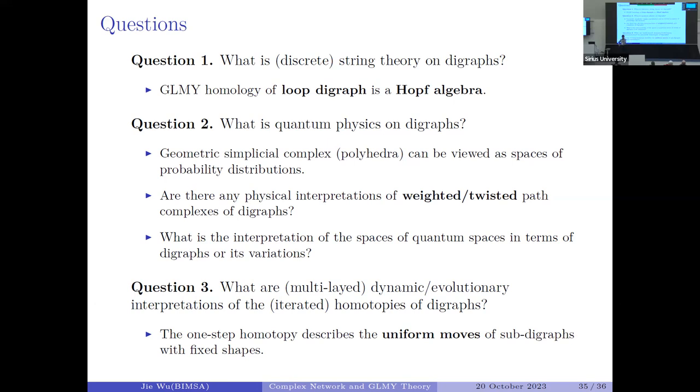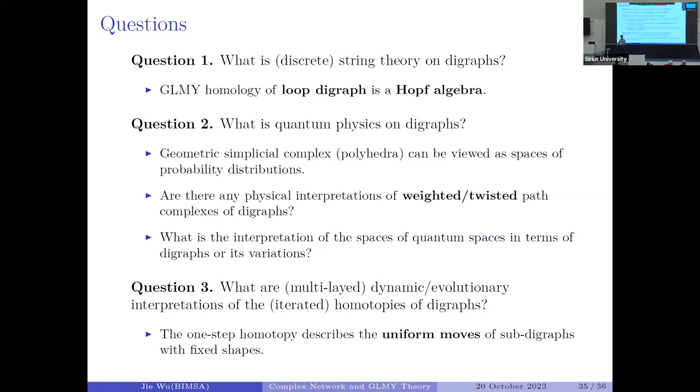It's not like in the usual continuous world. Let's look at the discrete world, right? Given a complex system, what's the physics here? And what is string theory on digraphs? Let's do it this way. And how is it connected to topology? Well, for a digraph, you can look at the loops on the digraph, the so-called loop digraph. And with GLMY homology, you just apply this path homology over there; it is a Hopf algebra. That's a usual space. So a lot of algebraic topology can move in this direction. It is a nice structure.